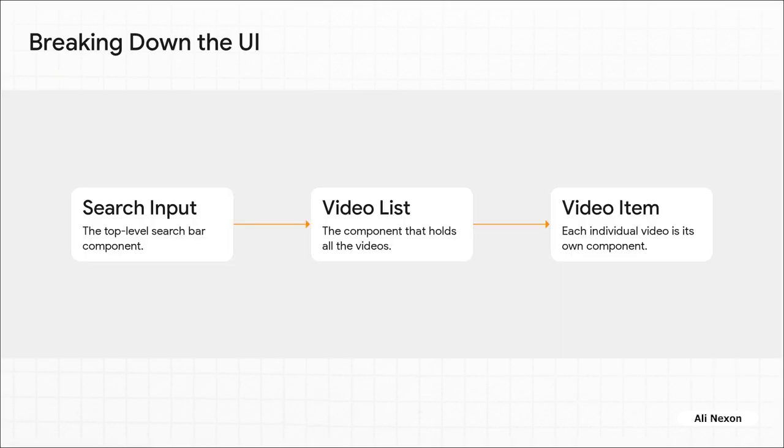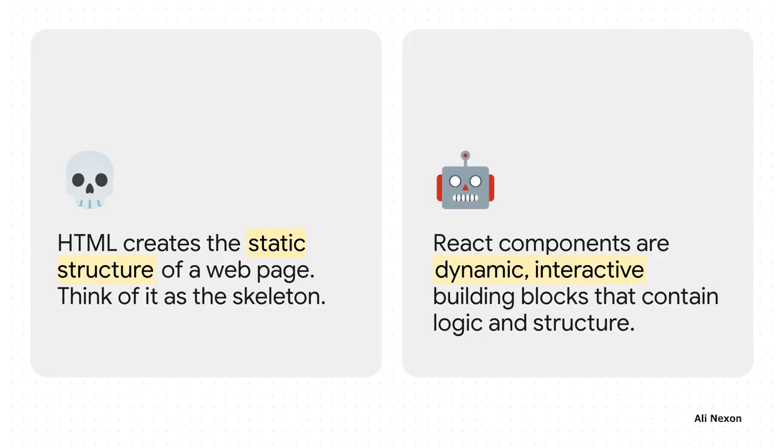You literally just draw boxes around everything. That search bar at the top, that's a component. The whole list that holds all the videos, that's another component. And yeah, each individual video item in that list, you got it. That's a component too.